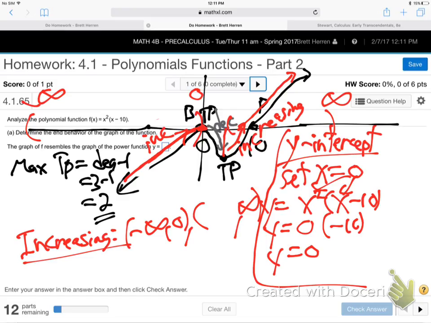So anyway, where is this spot right here? This is where it changes. This is where the roller coaster changes from going down to going back up. Right? Right at that turning point. How do we find that? Graphing calculator. Find the minimum value.